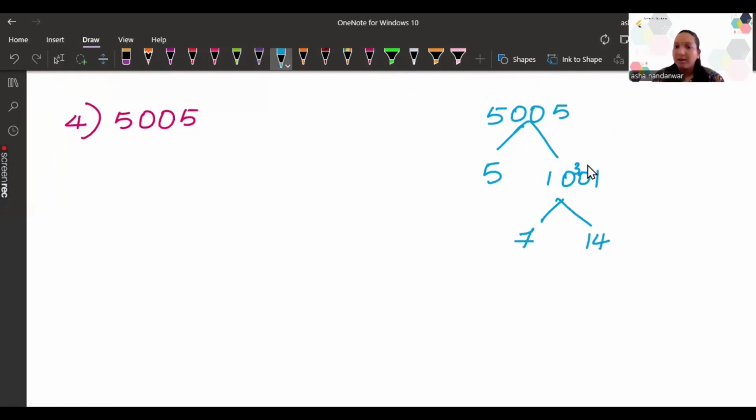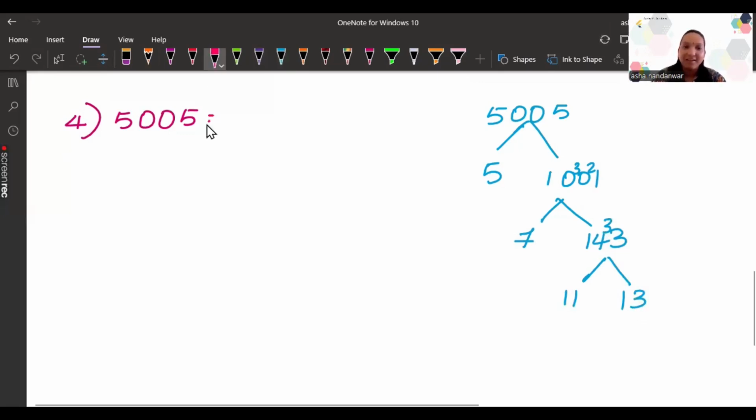4 7s are 28. Carry 2. 7 3s are 21, plus 2 is 23. Now here is the big challenge. But we can try with the number 11. 11 ones are 11. Carry 3. 11 3s are 33. You know 11 is also a prime number.